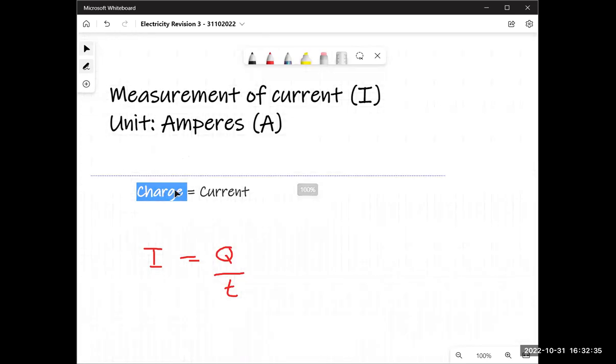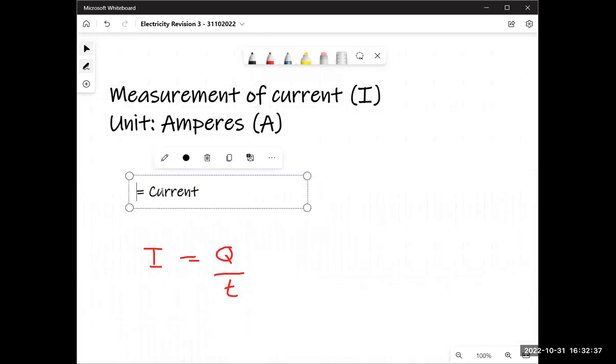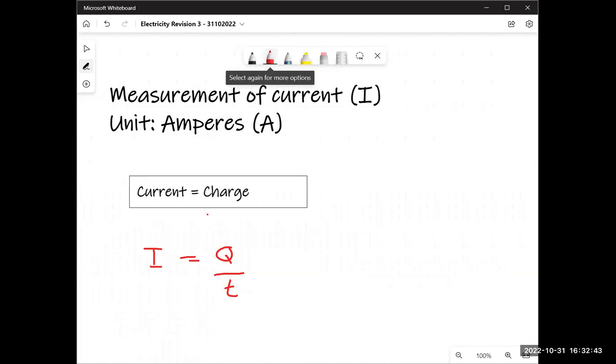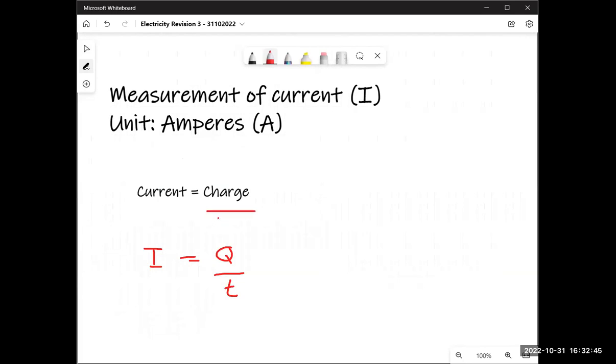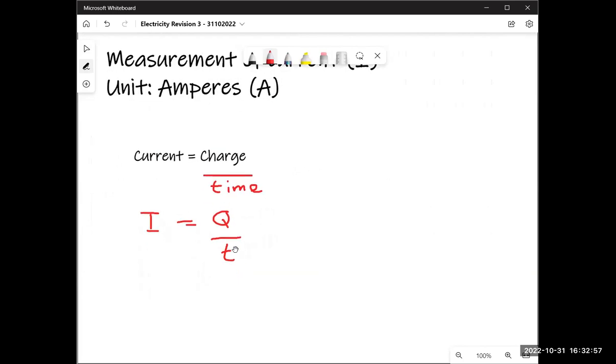Sir, what's the full form of I? There's no full form, it's a symbol. The symbol, by the way, the equation is charge by time, not current by time. Charge by time. I is the symbol for current. There is no full form for it. But the unit is amperes.